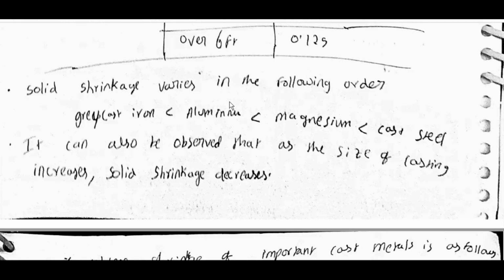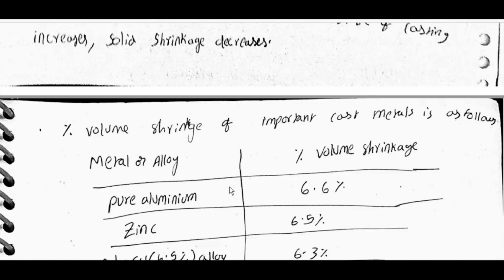Solid shrinkage varies in the following order: gray cast iron less than aluminum less than magnesium less than cast steel. Gray cast iron has the least solid shrinkage. Cast steel has the highest solid shrinkage. It can be easily observed that as the size of casting increases, solid shrinkage decreases.